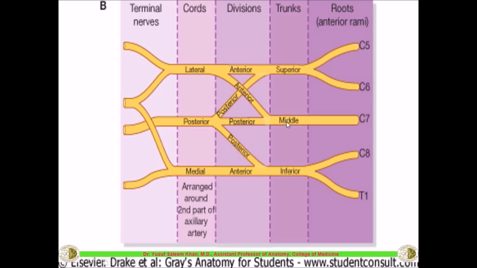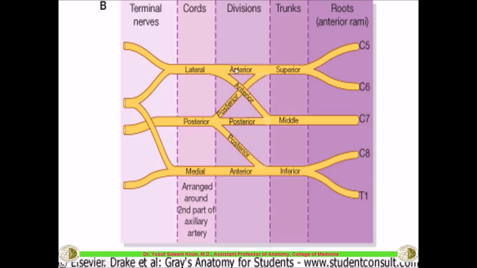So there are three trunks: superior trunk, middle trunk and the inferior trunk. There are 5 roots, but when they join, C5 and C6 join to form the superior, C7 continues as the middle, and C8 and T1 will join to form the inferior. Now these three trunks will divide again into two divisions: anterior and posterior, or ventral and dorsal divisions. Okay, so here you can see the superior trunk will divide into the anterior and posterior division, also called the ventral and dorsal division.